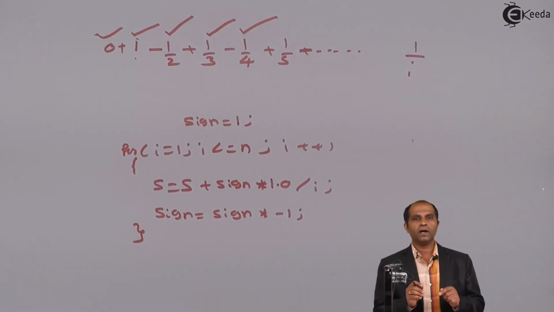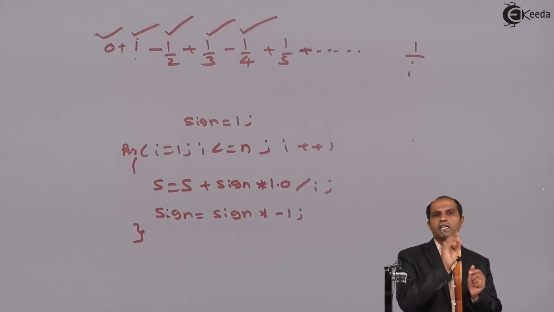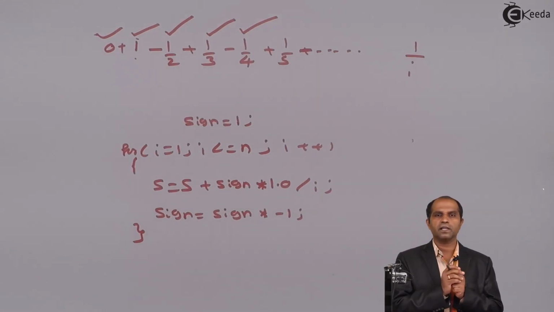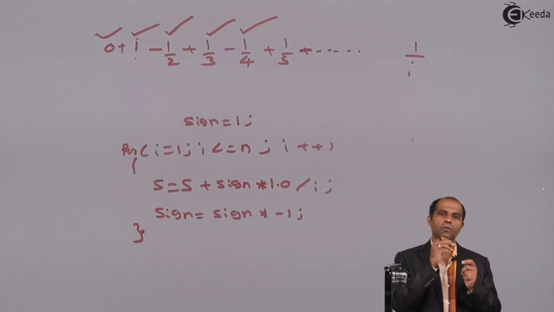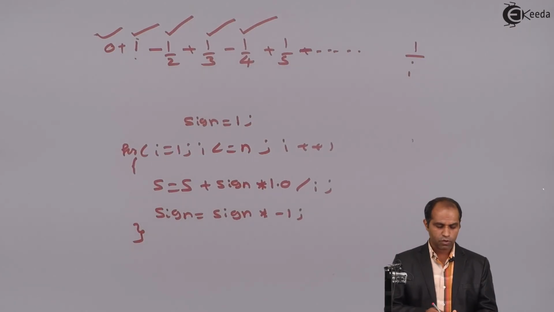In any example where the sign is alternately changed, take just a sign variable, set that as 1 and then multiply the expression with that particular sign, and keep on toggling the sign from 1 to minus 1, minus 1 to 1 by multiplying with minus 1. So these are some of the examples you should consider whenever series examples are to be done.